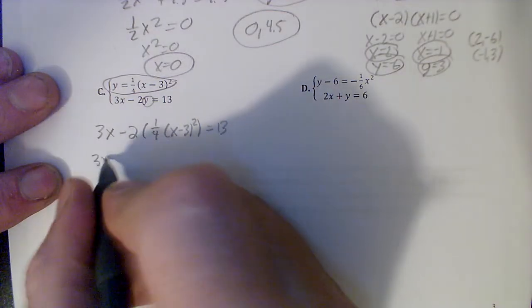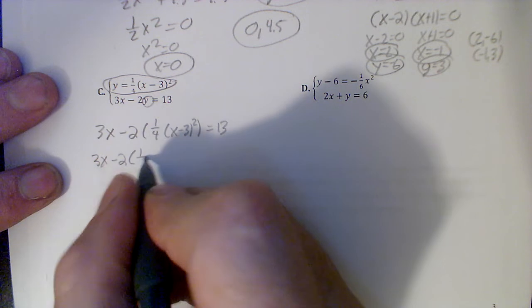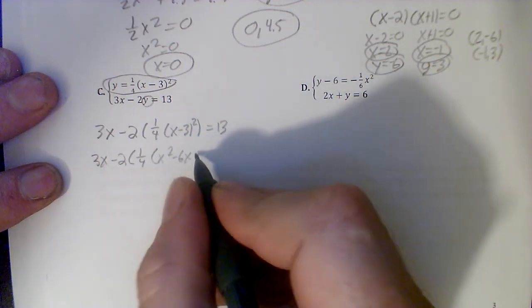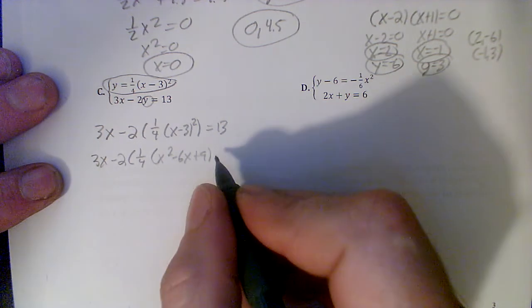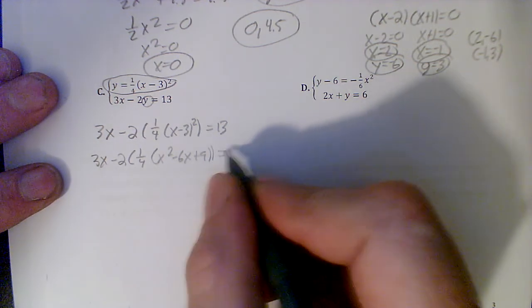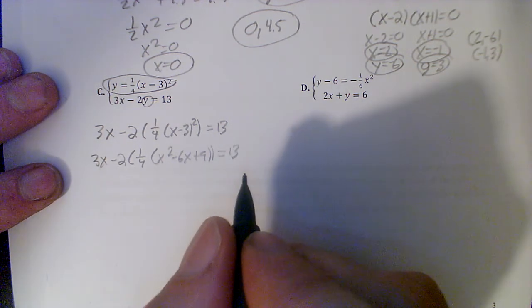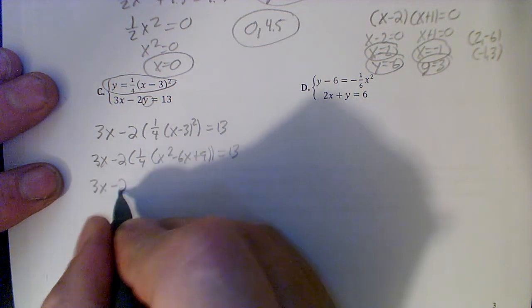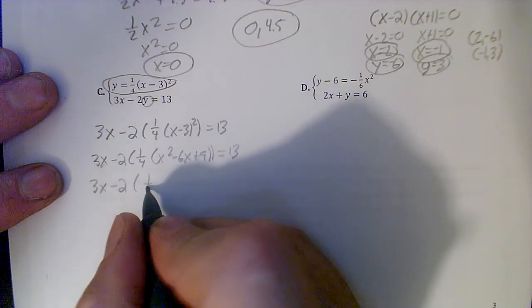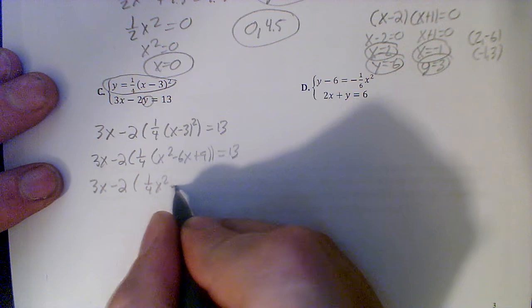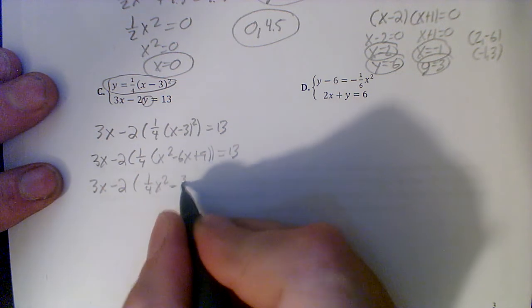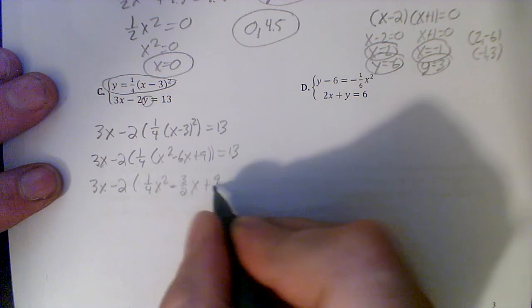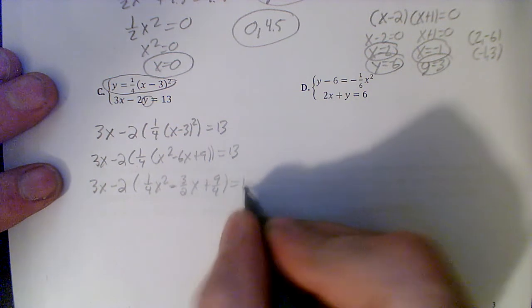So we get 3x minus 2 times 1/4. If you FOILed this out, you would get x squared minus 6x plus 9 equals 13. You know what? We can bring that 1/4 in, so we get 3x minus 2 times 1/4 of x squared minus 1/4 of negative 6, which is negative 3/2 x when reduced, 1/4 of 9 is plus 9/4, all equals 13.